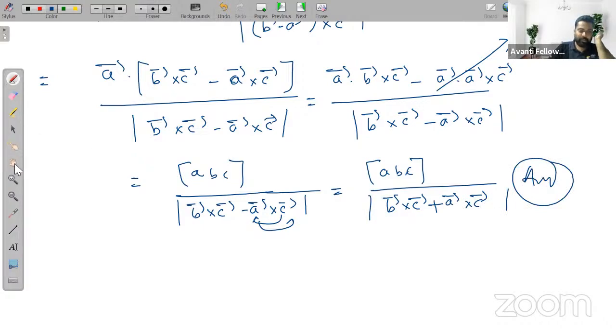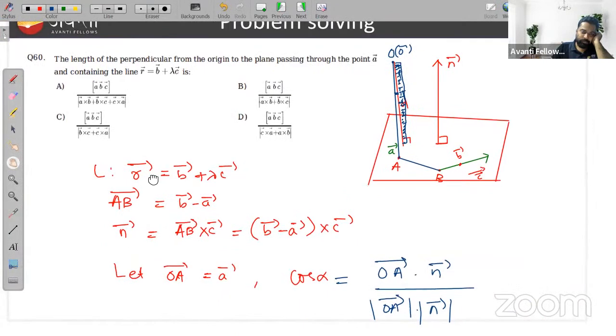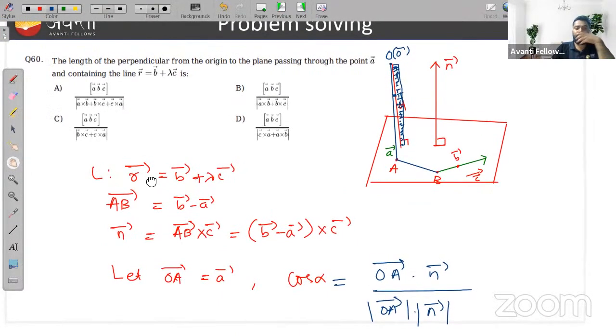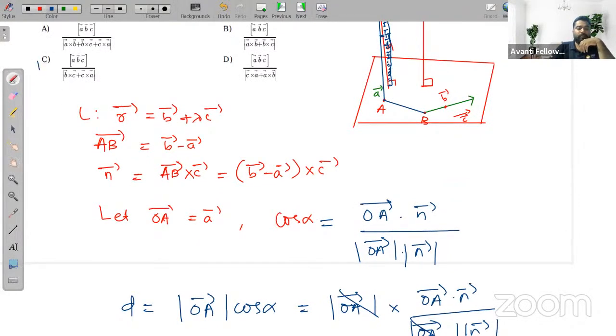So which is the correct answer? Let's check the question: box product of ABC upon B cross C plus C cross A. Option C is the correct one. I hope this is clear to everyone, guys.